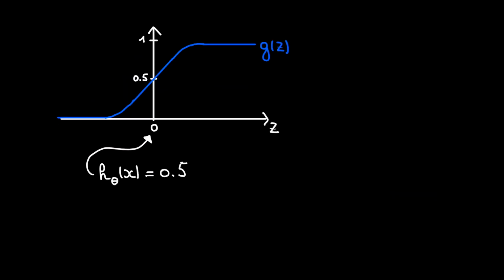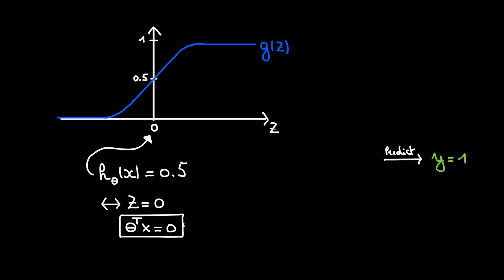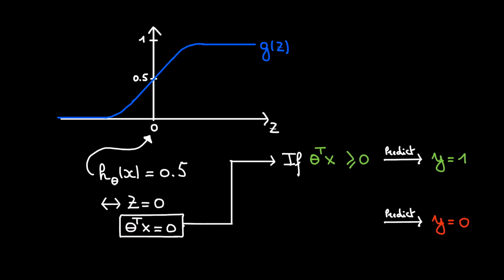Note that h equal to 0.5 is the same as saying that theta transpose times x is equal to 0. So in other words, we can also say we predict y equal to 1 if theta transpose times x is larger than or equal to 0, and we predict y equal to 0 if this term is smaller than 0. To get a better intuition of what this decision boundary looks like, let's look at the following example.